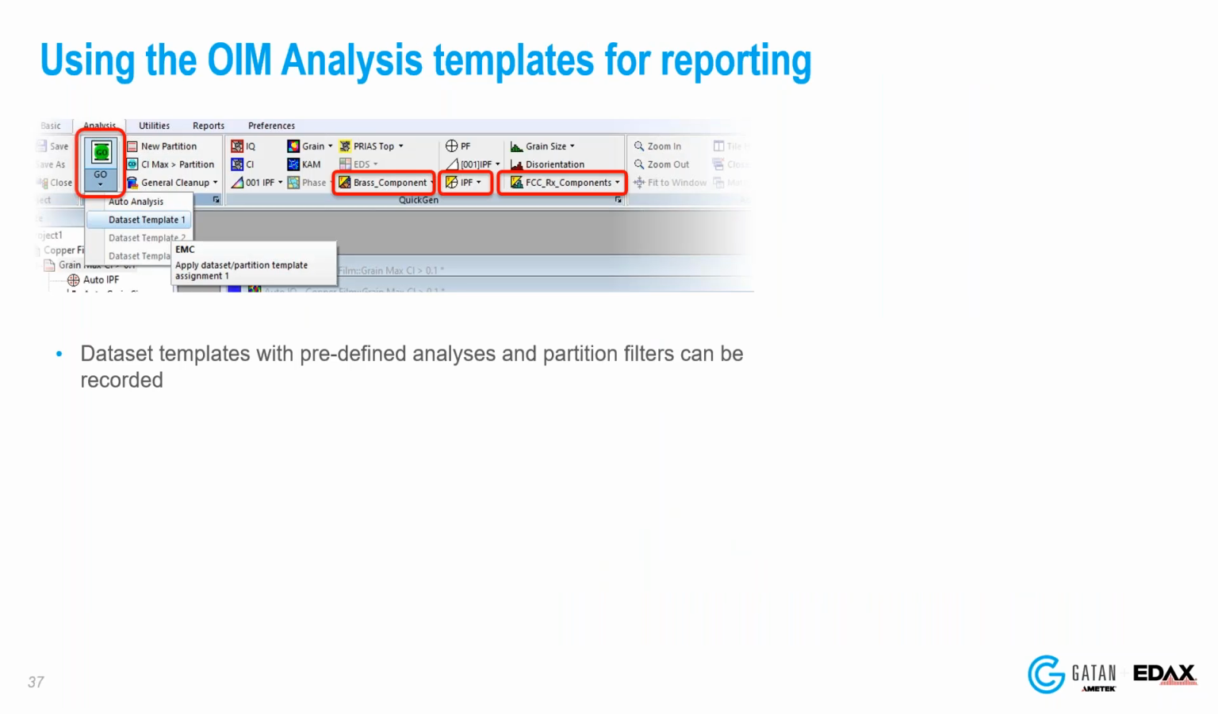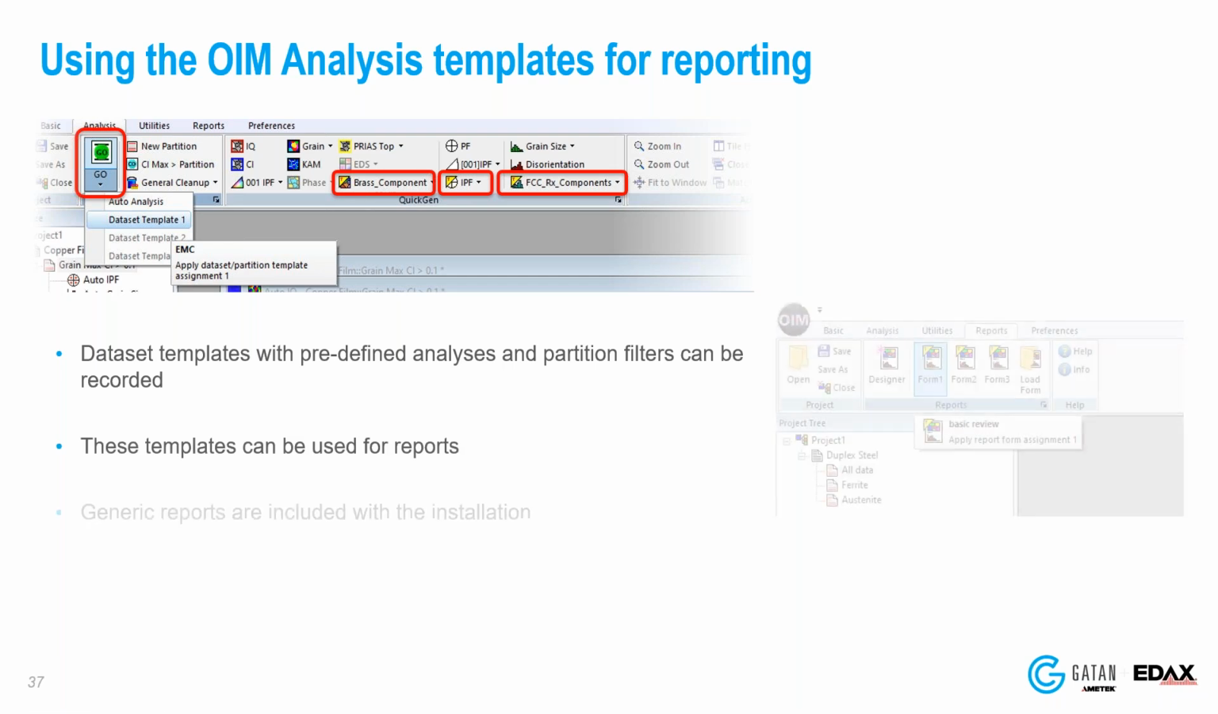Okay, now we've seen the partitioning, we've seen how we make the quick generate maps, we make templates, we can make our own analysis, and now we can use that also for reporting. So once we have created the templates, we can put them here in the ribbon bar. We can use that for a report.